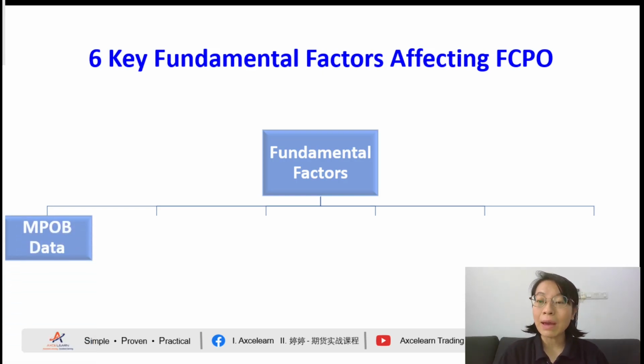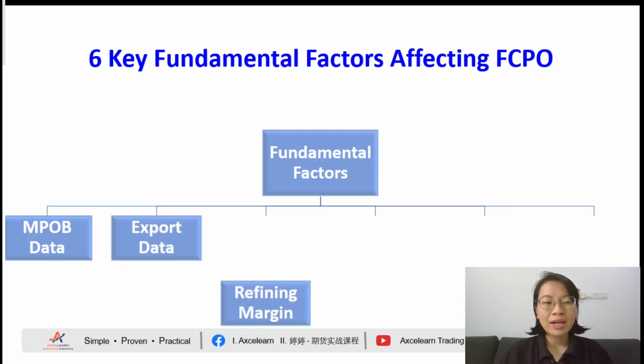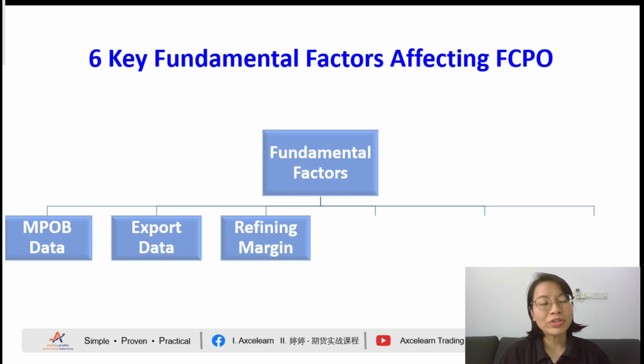Now, these are the 6 key fundamental factors. The first one will be MPOB data. Later, I'm going to explain to you in detail. The second one will be export data. The third one will be refining margin. The first 3 focus on demand and supply, because demand and supply is the most important factor when it comes to FCPO or CPO. So for the first 3, MPOB data, export data, and refining margin, we are looking into supply and demand.